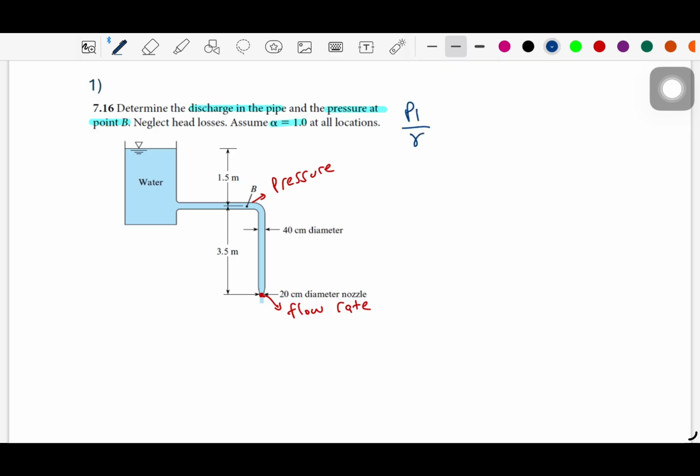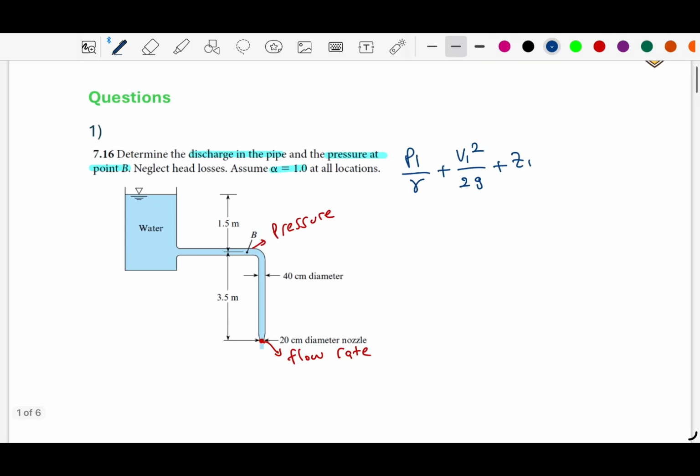So it is pressure over specific weight, P1 over gamma, plus V1 square over 2g, plus Z1, which is the elevation of the point. Then this is equal to P2 over gamma, which is specific weight again, plus V2 square over 2g, plus Z2.